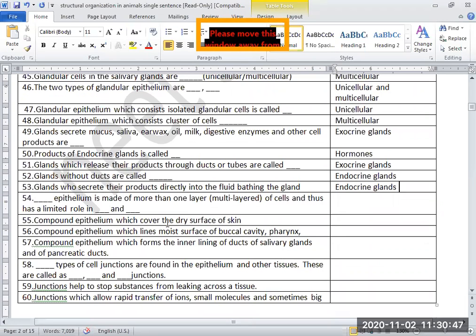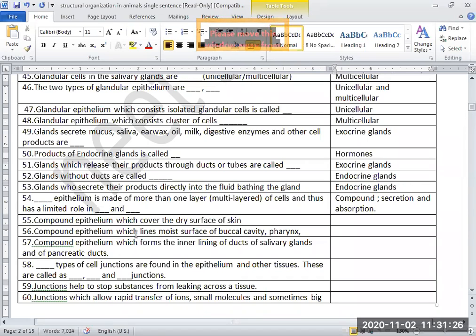Next, dash epithelium is made of more than one layer, multi-layered, of cells and thus has a limited role in dash and dash. We have to fill these blanks. Which epithelium is made of more than one layer of cells and has a limited role in two activities? Compound epithelium, and it has a limited role in secretion and absorption, because we said compound epithelium is for protection.